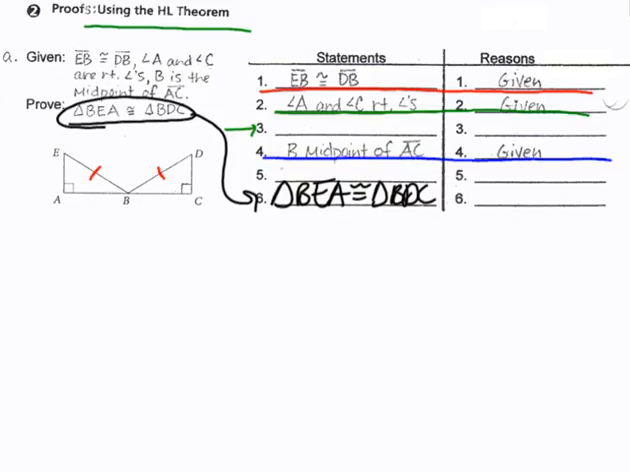So it says B is the midpoint of AC. So that means that AB and BC are congruent. How do I know that? Because if I knew it was a midpoint, by the definition, that's what it says.